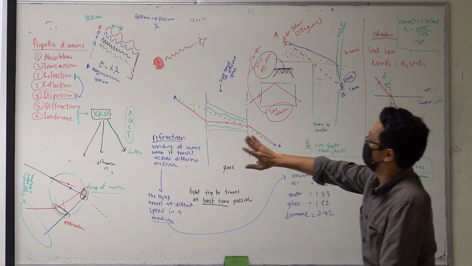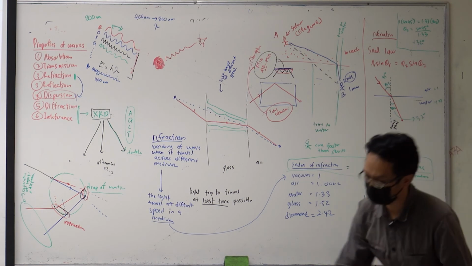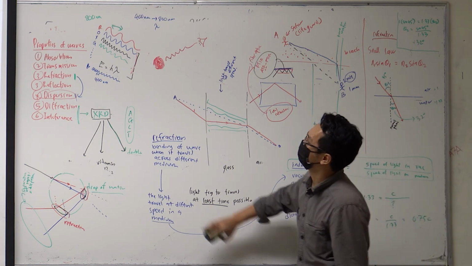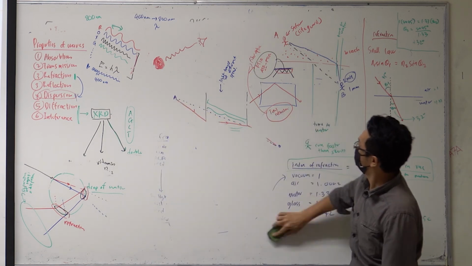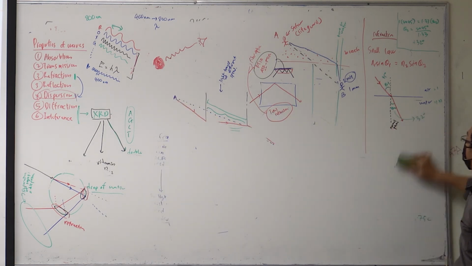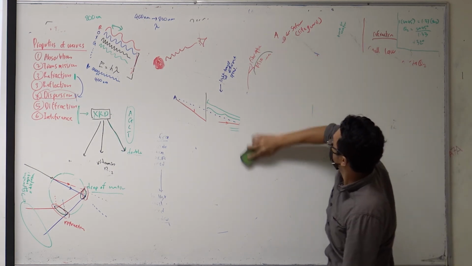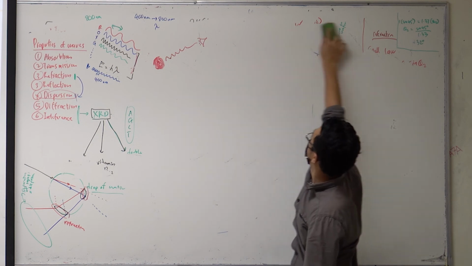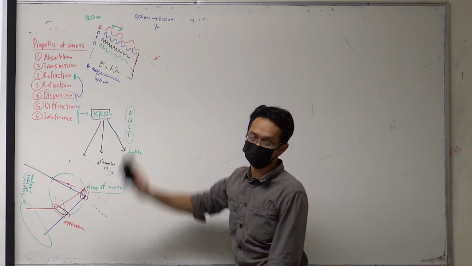Okay, this also happens to sound. I think diffraction, I will do it later. Okay, this also occurs for sound. So this is the light, which you can see. But how about the sound? The sound is also a wave, so it can also be refracted.